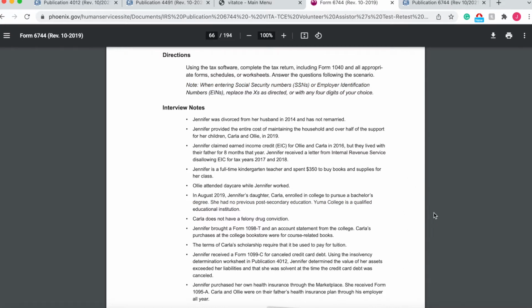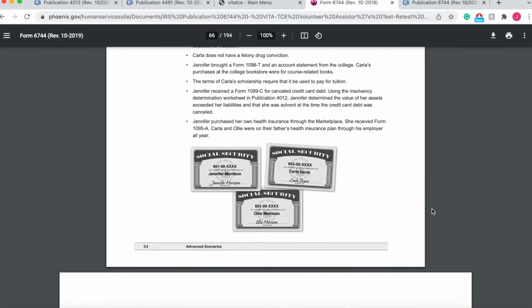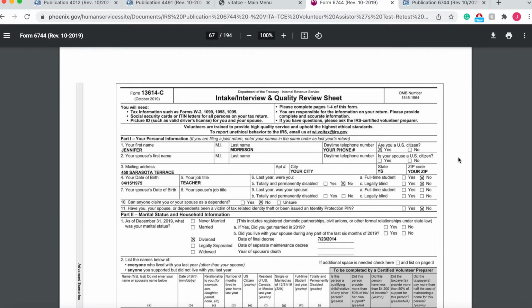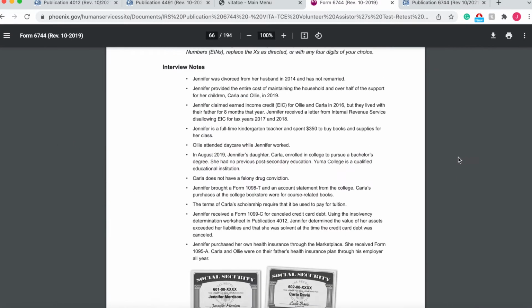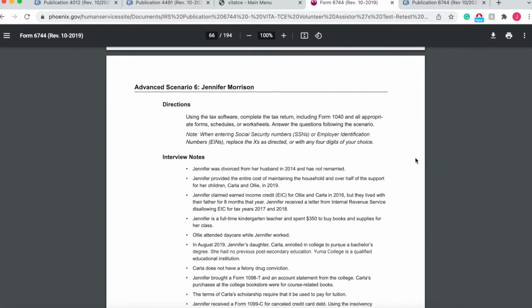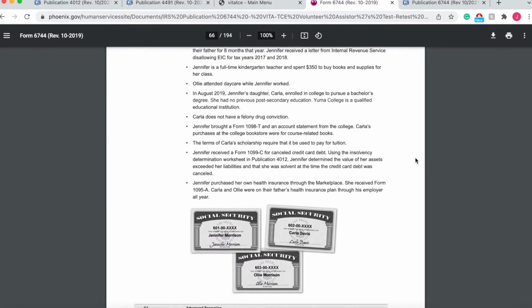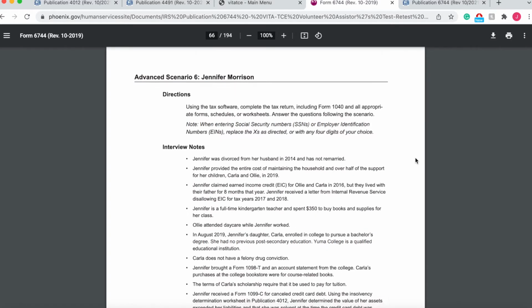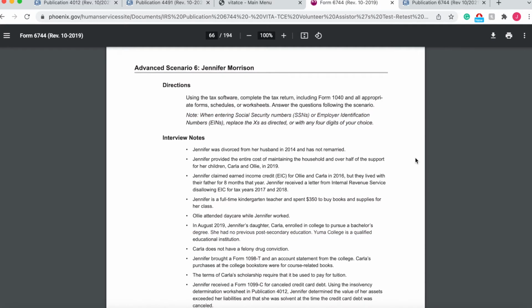Some of the amounts will be different than the answers would have been back when we did these, because these are the ones that I did when I volunteered the first year. They're going to be slightly different, but it's still going to give you a sense of how TaxSlayer actually works and how you go about filling out a return.